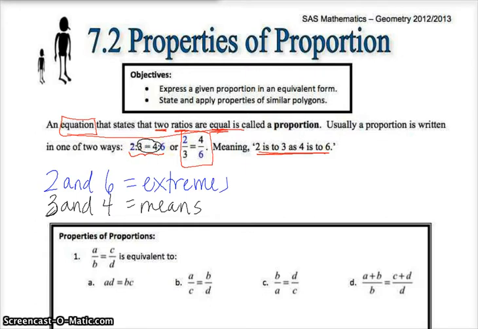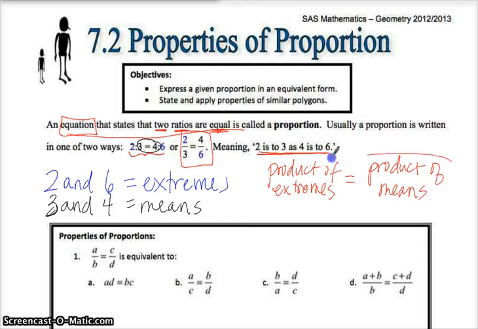Okay, now what's true about the means and the extremes? Well, look at them. We have the extremes, which are 2 and 6, the means, which are 3 and 4, and it's actually true that the product of the extremes is equal to the product of the means. So here we go. If we multiply the extremes to each other, 2 times 6, then you're going to get the same answer as if you multiplied the means together, which is 3 and 4.